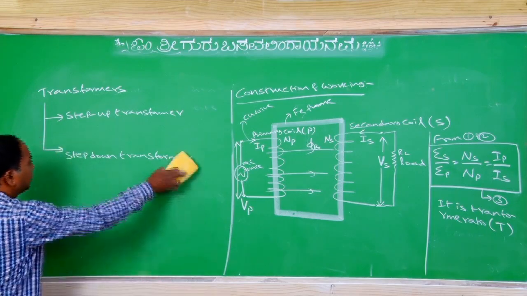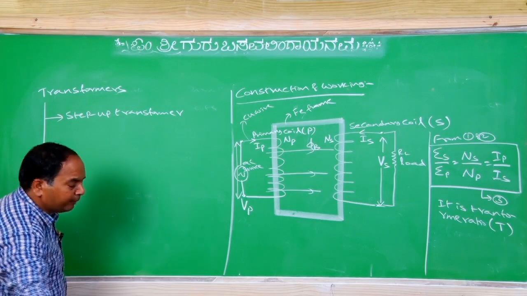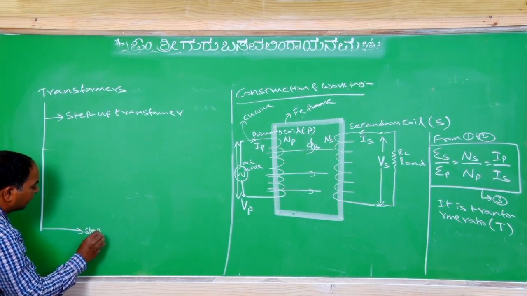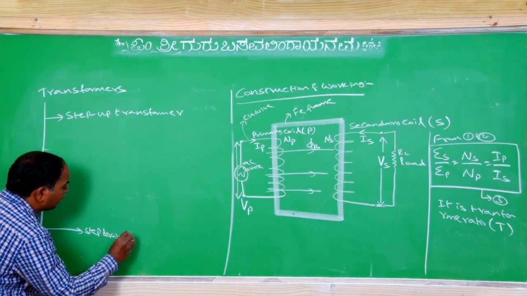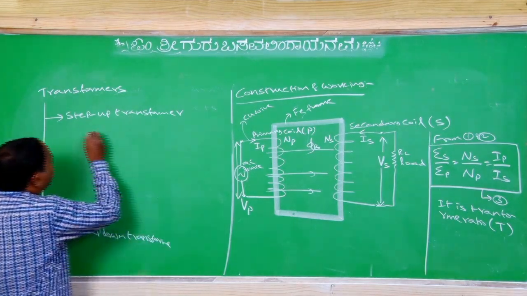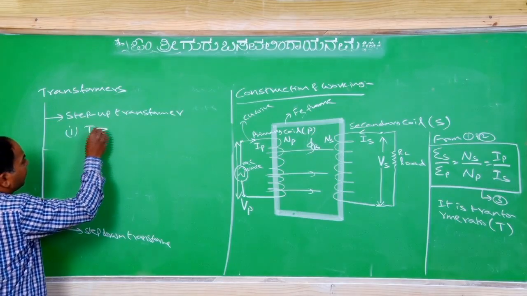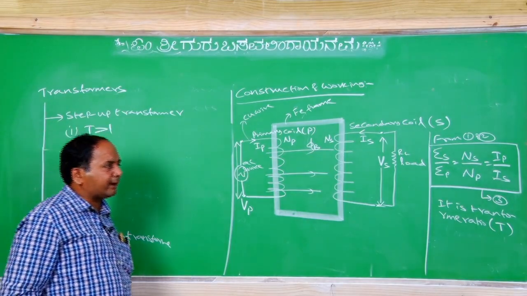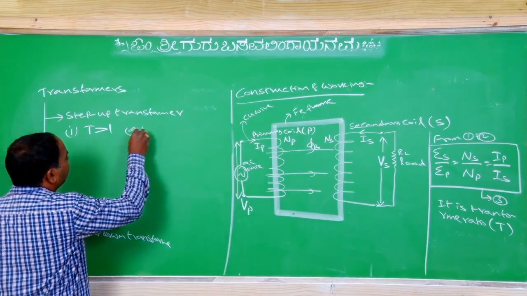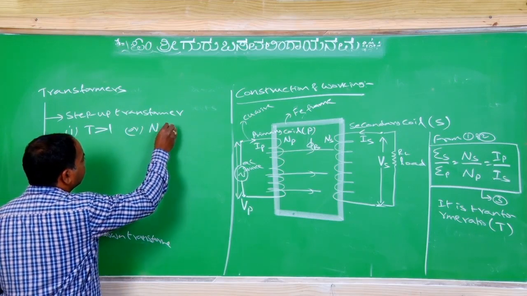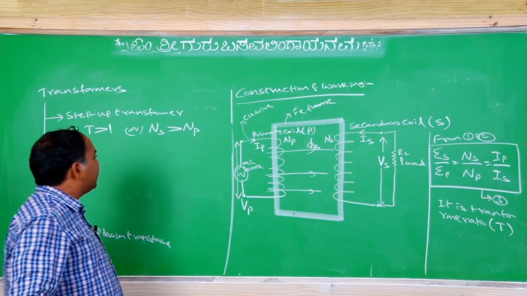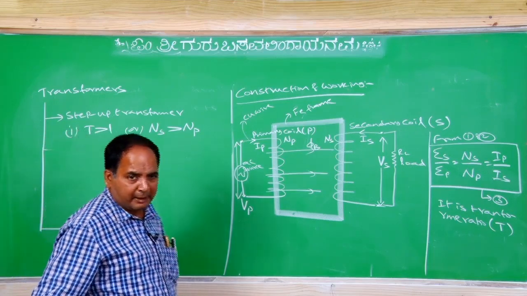Step-up transformer. First I will explain step-up, then we may move into step-down. Here, in a step-up transformer, observe carefully. If the transformer ratio is greater than 1, or if the number of secondary turns is greater than the number of primary coil turns, then that is said to be a step-up transformer.